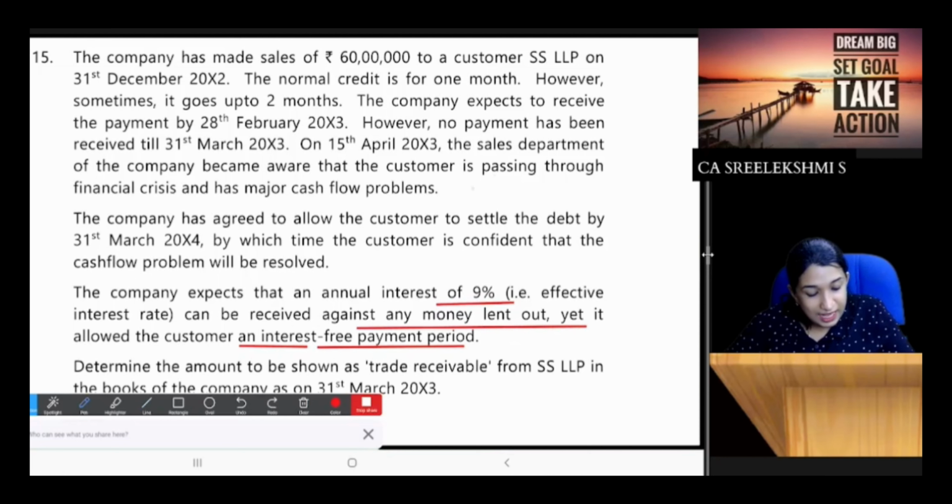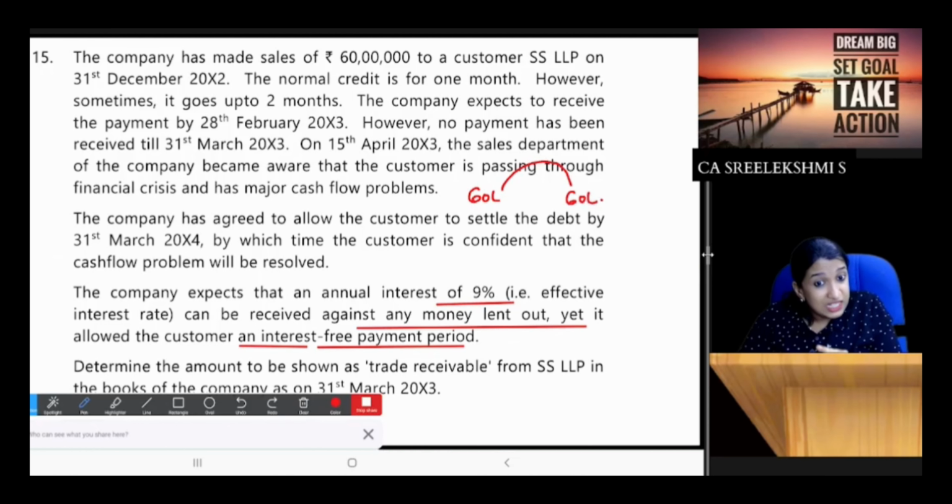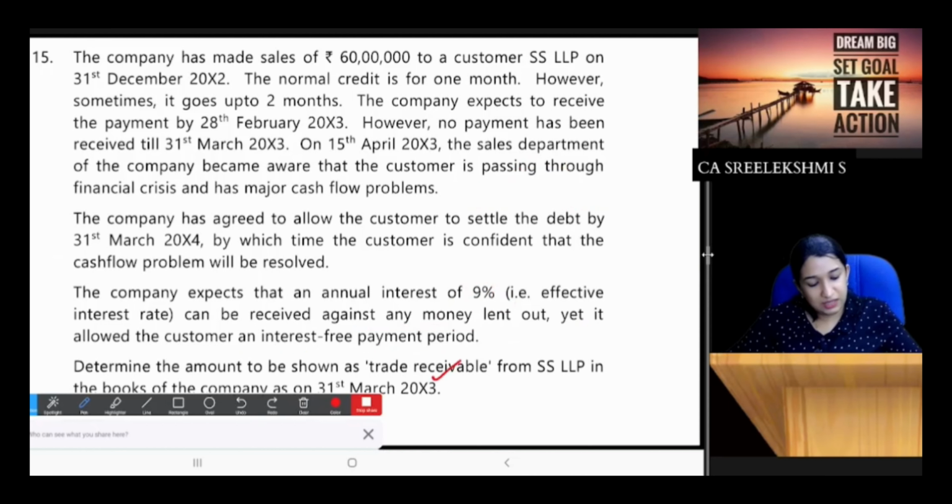So now 60 lakhs is receivable. It will be received only after 1 year and we are giving it interest-free. If we had given 60 lakhs as a loan to any other person, we would have received 9% interest, which means we are foregoing this 9% interest. What is the amount that is to be shown as trade receivable in the books? It's a very simple, very easy question.